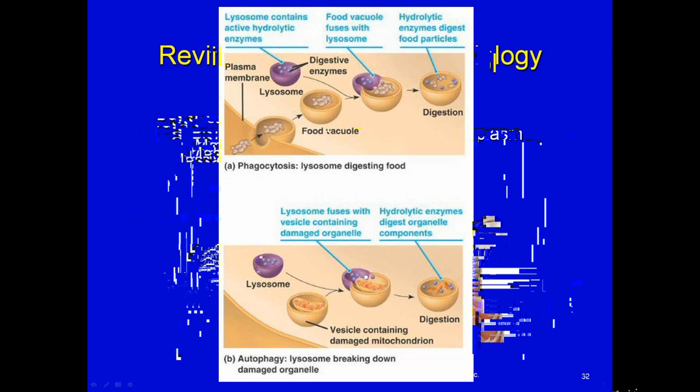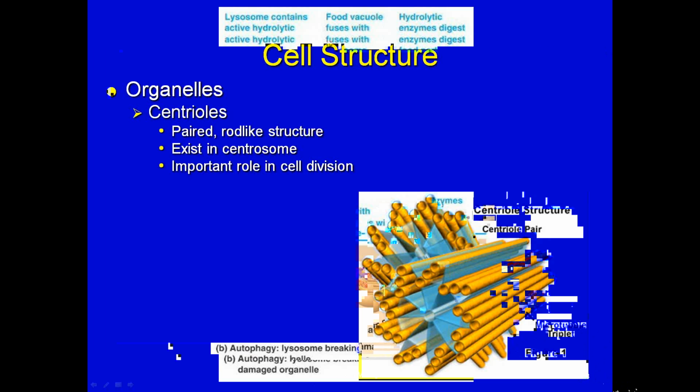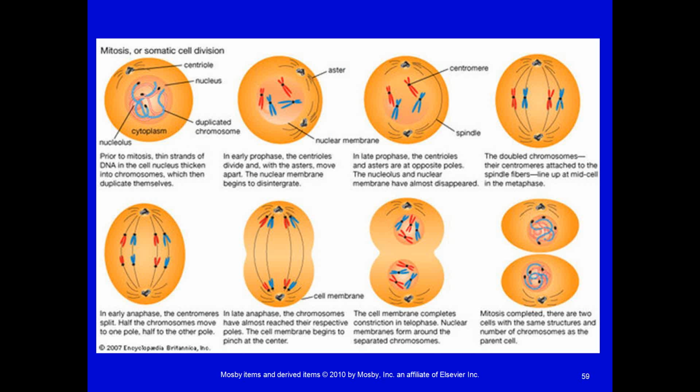Centrioles are paired rod-like structures that exist in the centrosome, and centrioles are important for cell division or for duplication of the cell. And here is an example of mitosis, or how cells multiply. And again, the centrioles are very important in that process of mitosis.